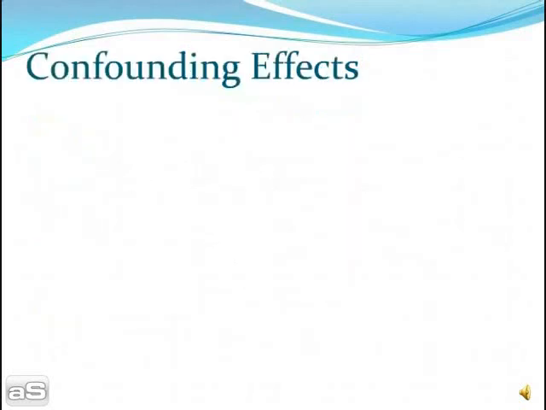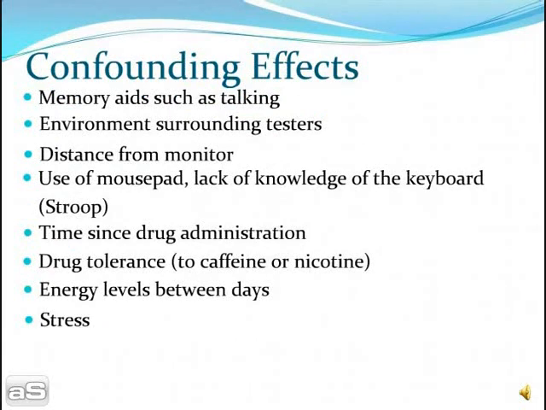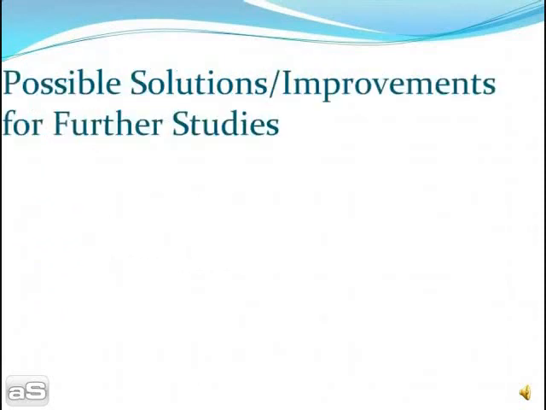There were several confounding effects surrounding this experiment, such as memory aids such as talking in order to remember, and the environment surrounding the testers, if people were talking, for example. The distance from the monitor would increase the reaction rate by having to look at the screen and then looking at the keyboard, using a mouse pad, or having a lack of knowledge of the keyboard in the Stroop test because you wouldn't know where the keys were. Other factors include the time since drug administration, drug tolerance to caffeine or nicotine, energy levels between days, and the stress level.